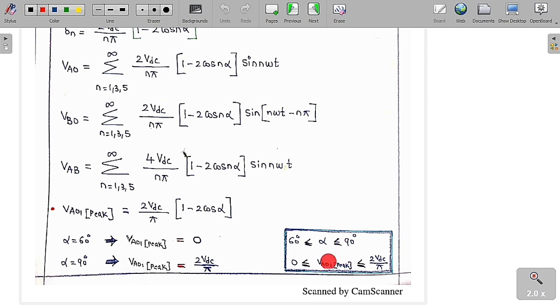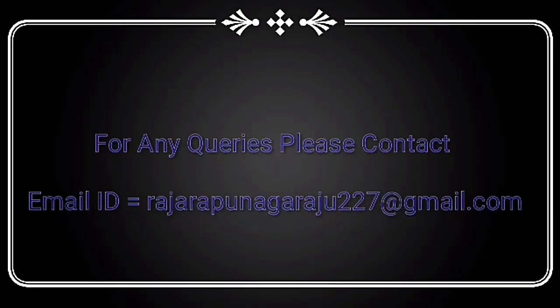So when alpha is lying between 60 degrees and 90 degrees, the peak value of the fundamental V0 is going to lie from 0 to 2 VDC by pi. As alpha is nearly equal to 90, if alpha is lying from 60 degrees to 90 degrees, the peak value of the fundamental output voltage V0 is going to lie from 0 to 2 VDC by pi.